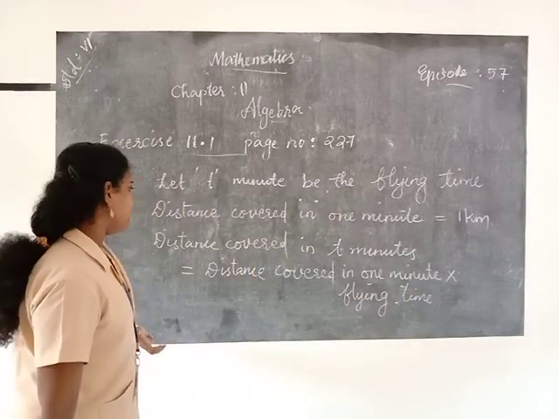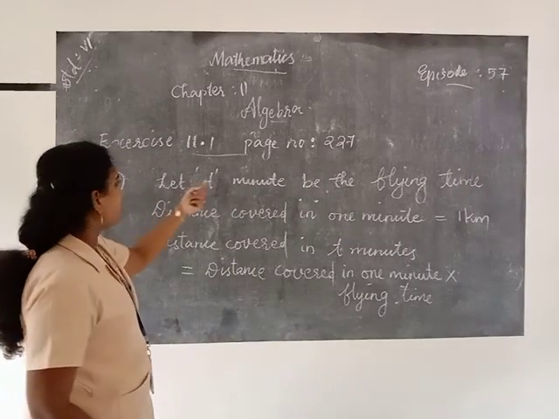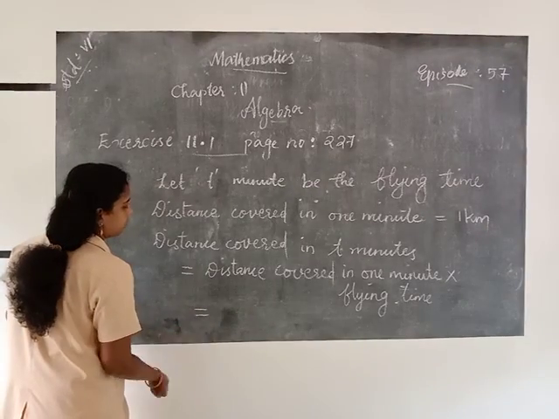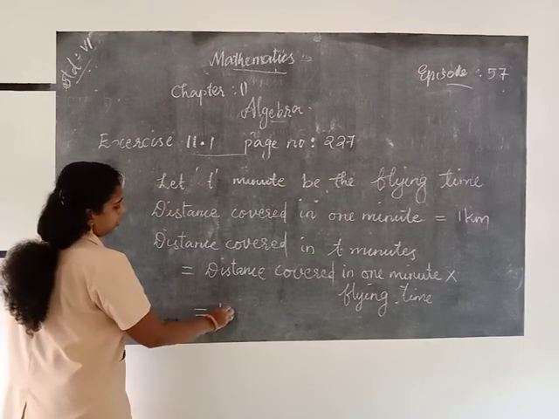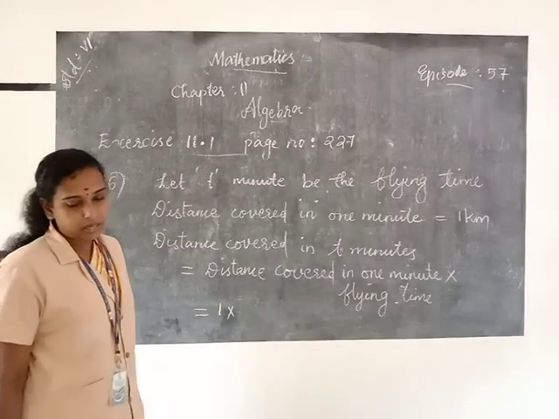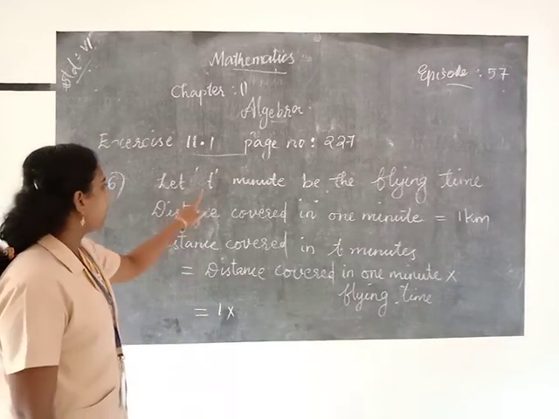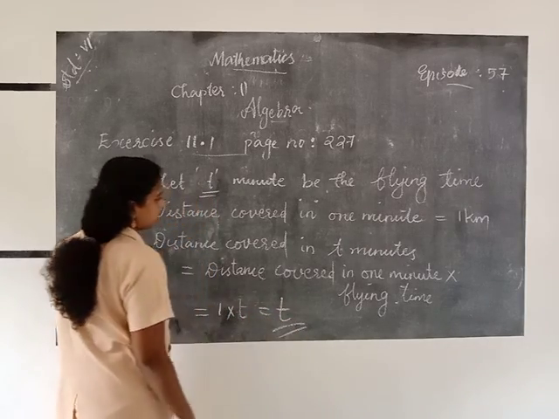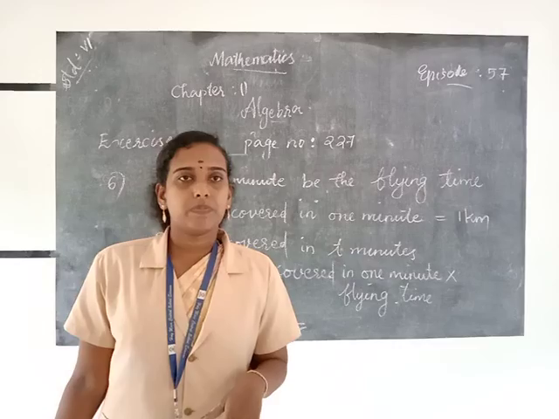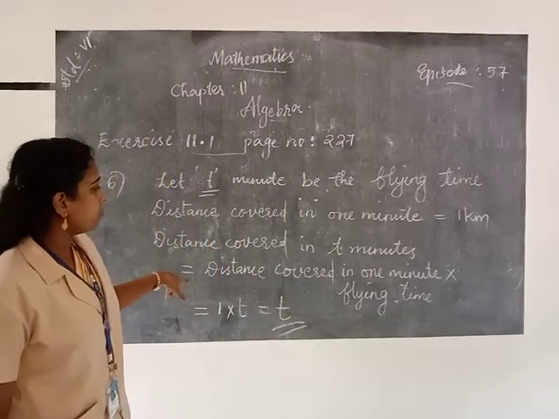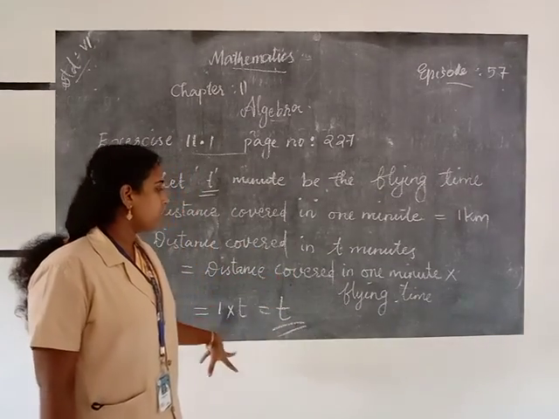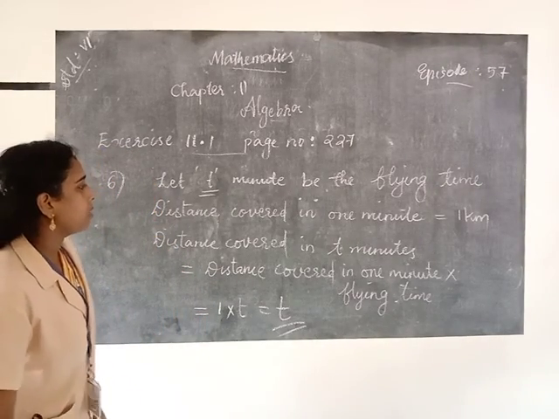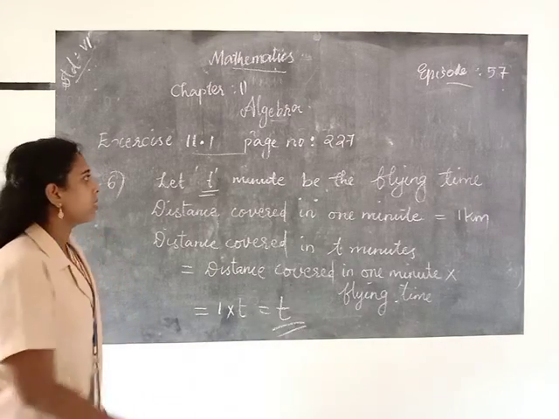So the answer is, the distance covered in 1 minute is 1 kilometer, since the bird covered 1 kilometer in 1 minute. So the distance covered in T minutes is the distance covered in 1 minute into the flying time. Flying time is T, so 1 into T, that is equal to T. So the distance covered in T minutes is equal to T.